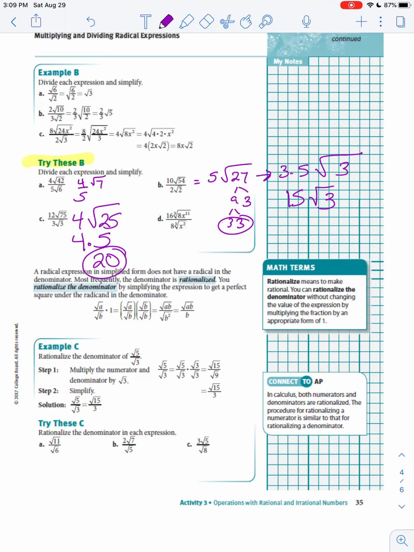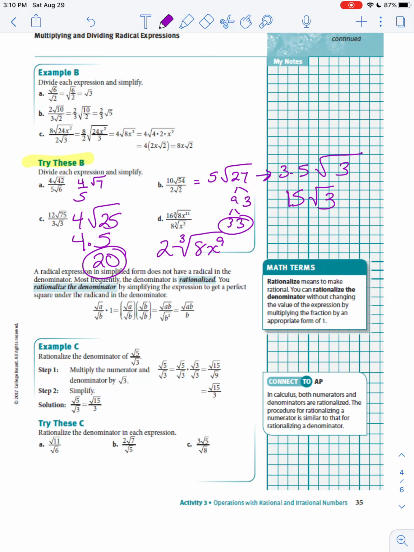Okay, the last one in this group is part D, and we have 16 divided by 8, and that is going to be 2. Now this time we have a cube root, so we'll keep that in mind. And then we have 8 divided by 1. Well, that's still 8. And x to the 11th divided by x squared. Now remember, with exponents, when you divide, you subtract the exponents. So 11 minus 2 is going to make it x to the 9th.